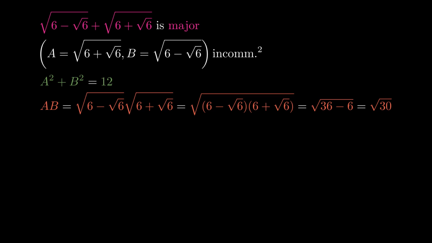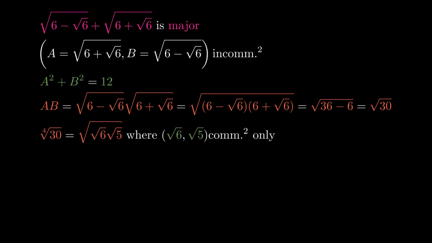For the square root of 30 to be a medial area, its square root needs to be medial, so we have the fourth root of 30, which is equal to the square root of 6 times the square root of 5, where the square root of 6 and the square root of 5 are rational by Euclid's definition and commensurable in square only, so the fourth root of 30 is the geometric mean of the square root of 6 and 5, making it medial, so the square root of 30 is a medial area.